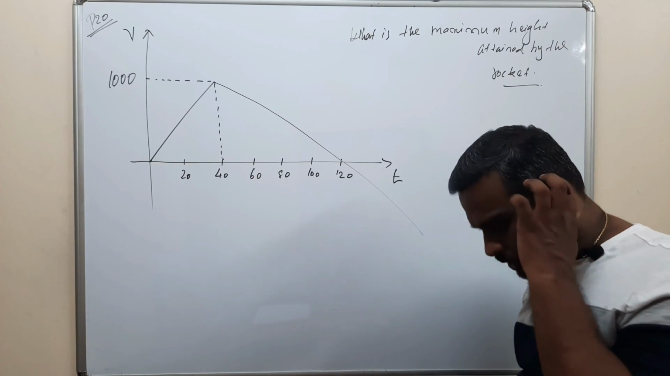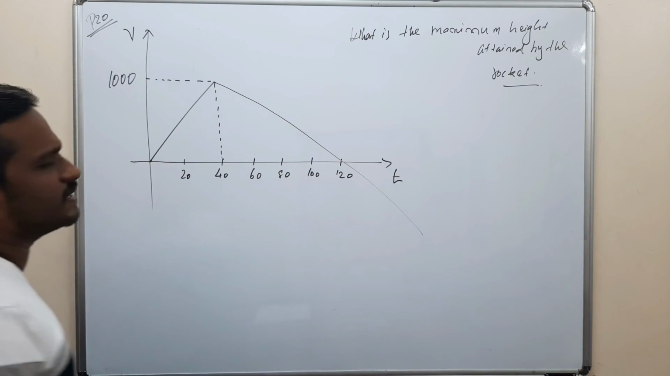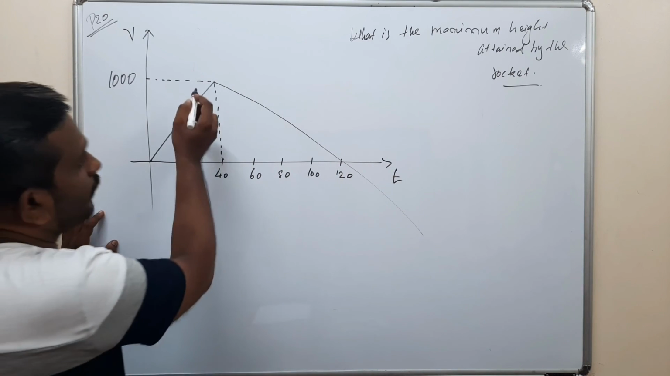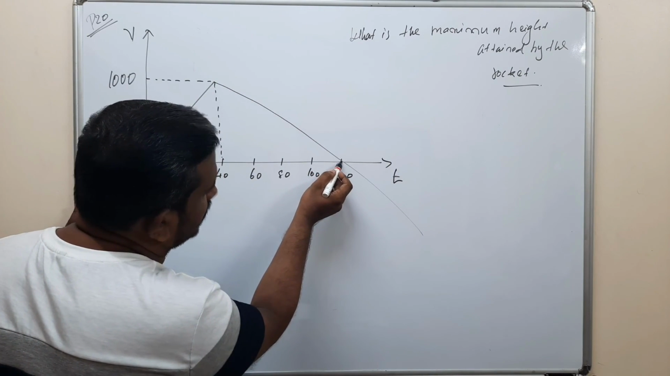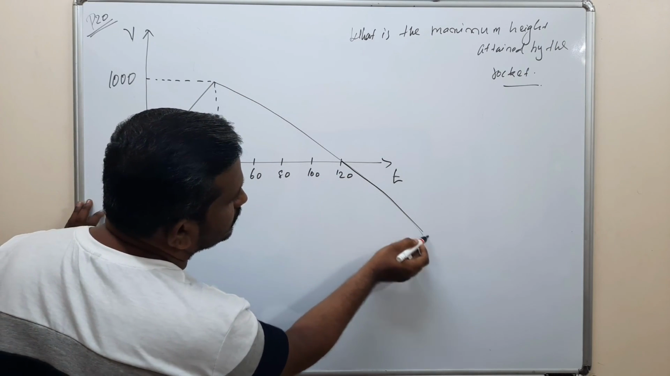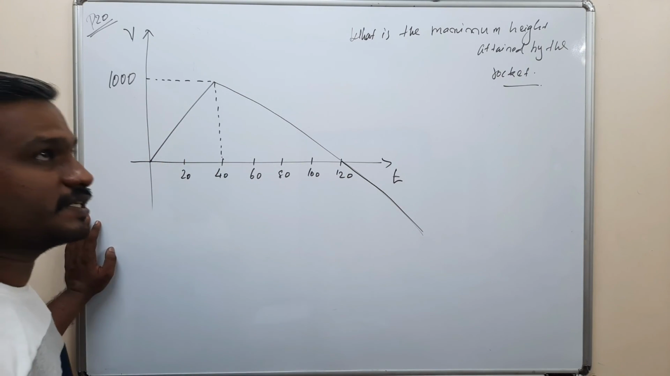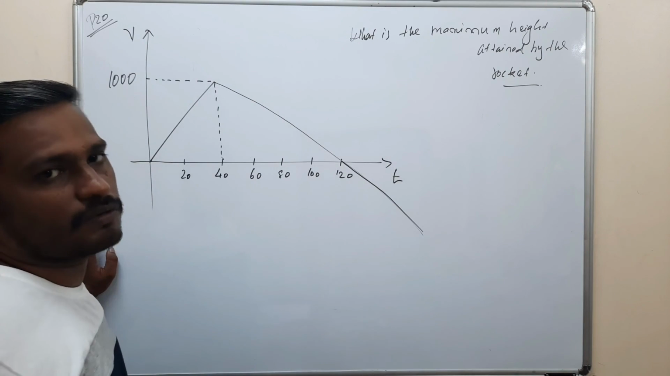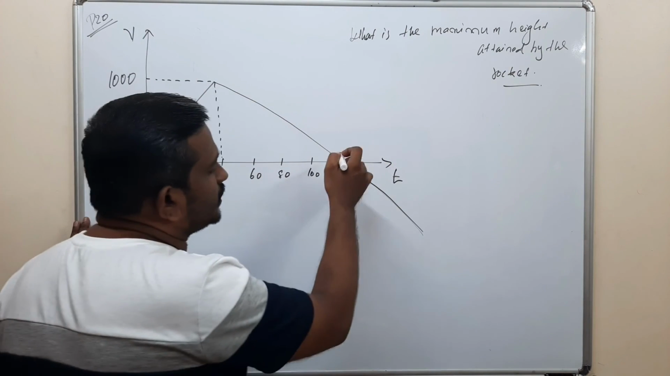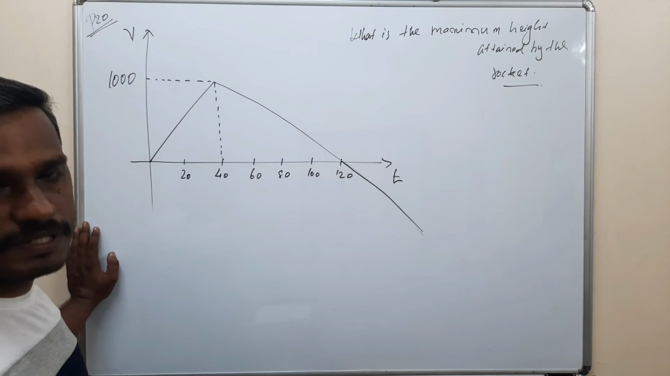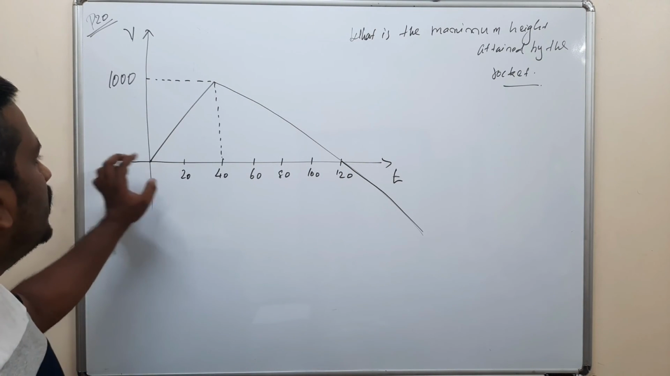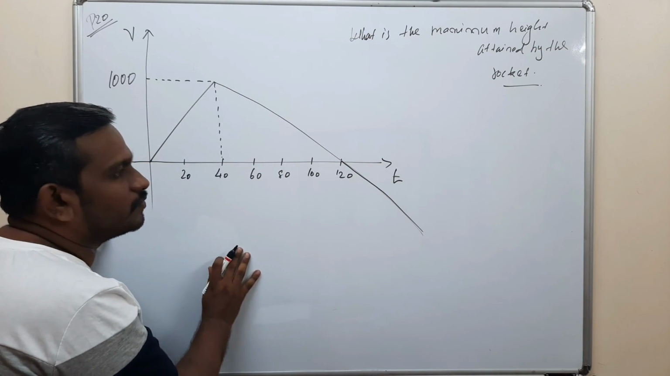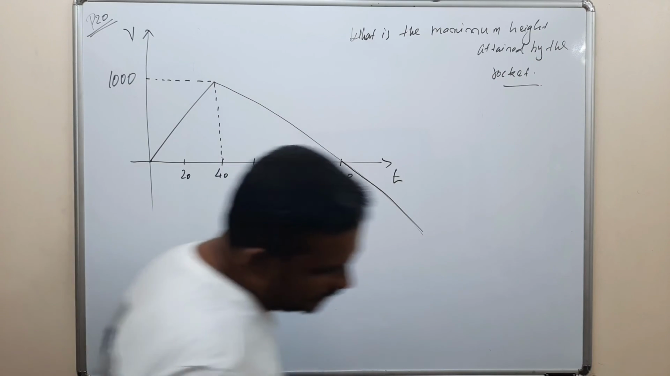The area under the velocity time graph gives the distance traveled by the object. From 120 onwards, the velocity goes in the negative direction. That is, at t is equal to 120 seconds, the rocket comes down. So up to 120 seconds the rocket goes in the upward direction, and the area under this velocity time curve gives the maximum height attained by the rocket.